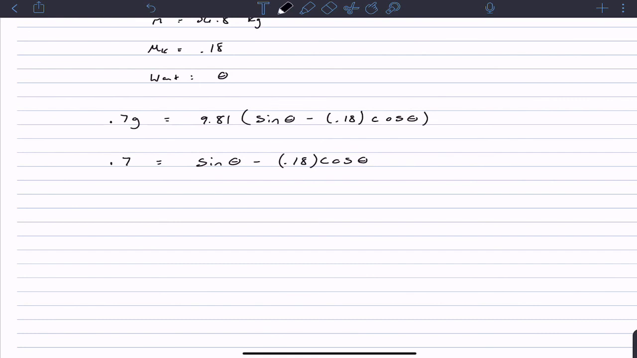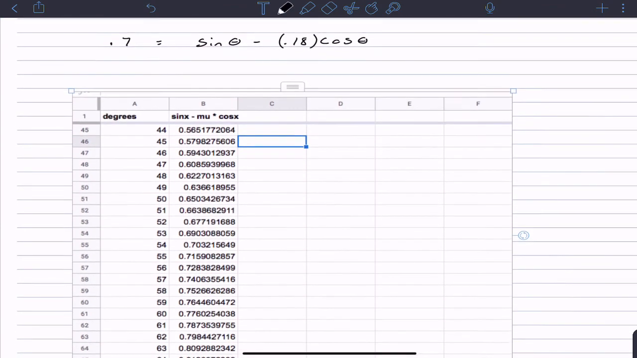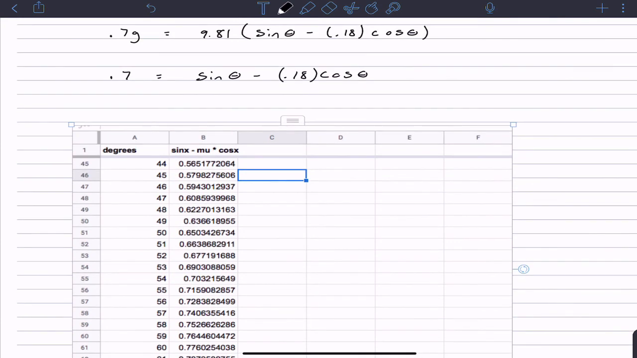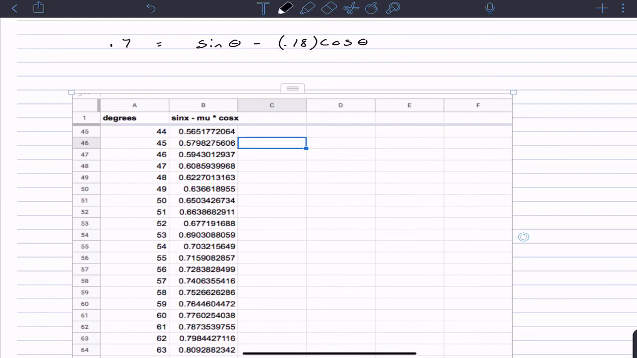Okay, so this is what we have to work with, and this is what I set up. It even recommends in the problem to use a spreadsheet. So what I did was I put into a spreadsheet angles from 0 to 90, essentially. I don't have all of that here, but it's pretty easy to do. I entered this equation here. I want to find where this equation equals 0.7.